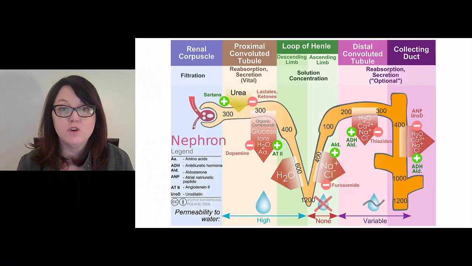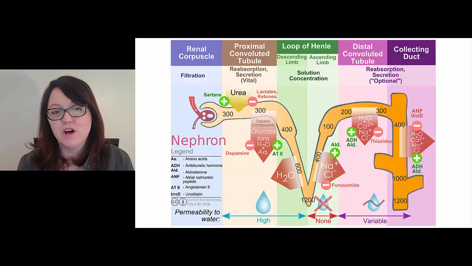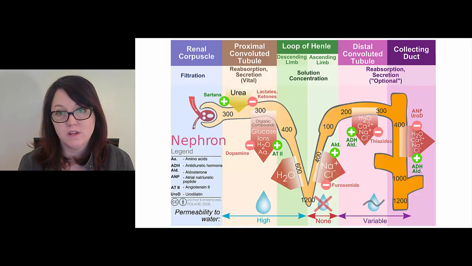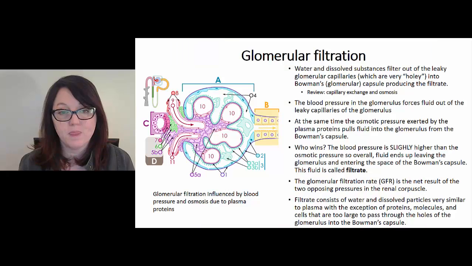So here it is, the big picture of urine formation. Looks a little bit scary. So we're not going to go into all of these massive details, but what we're seeing happening here are those processes that I mentioned. The filtration step, tubular reabsorption, and tubular secretion. So let's start at the beginning. We'll start with glomerular filtration.